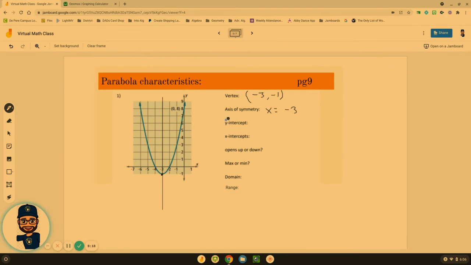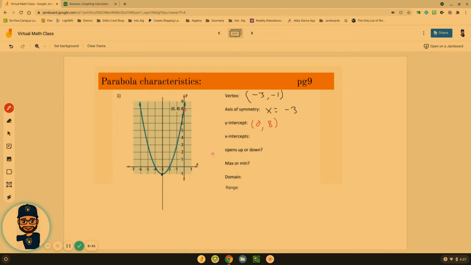The y-intercept. Where does our graph cross the y-axis? If I go and grab a red marker and look for the y-axis, here is the point where our parabola crosses the y-axis, and they label the point for us as 0, 8.